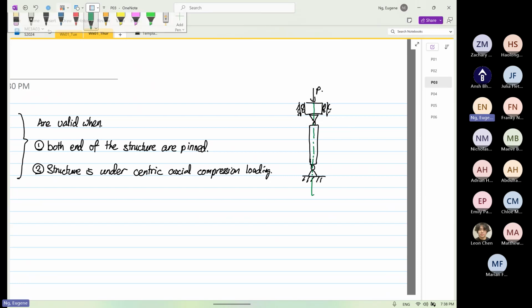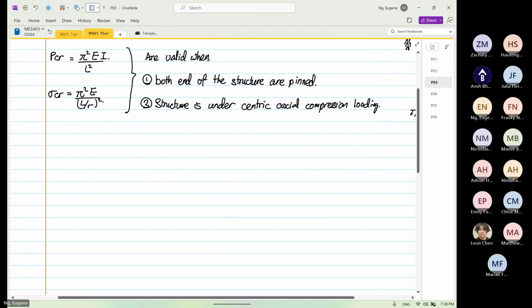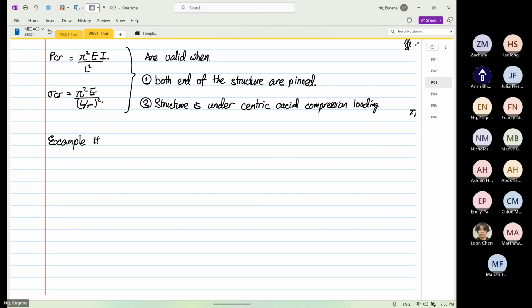Now let's look into an example. So for the first example, we are given that the stress allowable is equal to 250 times 10 to the power 6 Pascal, right? And then we have a Young's modulus equal to 200 times 10 to the power 9 Pascal.